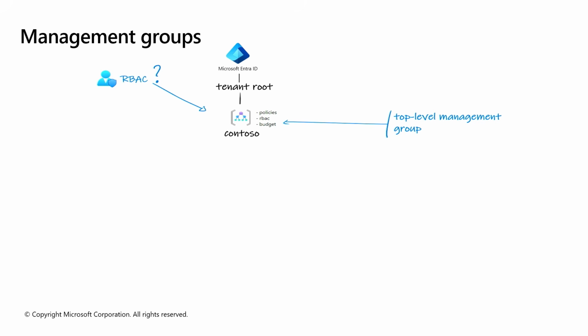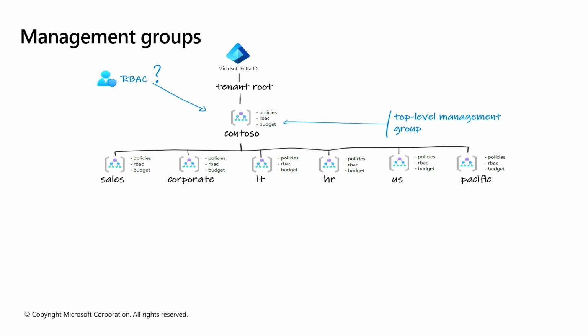If we have a centralized IT team that needs full visibility, we can assign it with role-based access control on that level. Then we can bring our organizational structure into Azure via nested management groups. You can have up to 6 layers of nested groups. We will isolate workloads for sales, corporate, IT, HR, and region-based workloads.